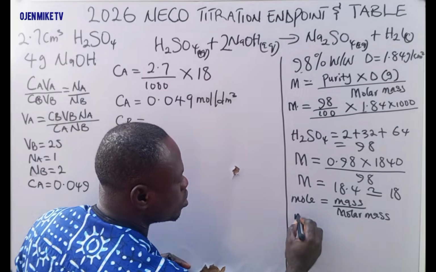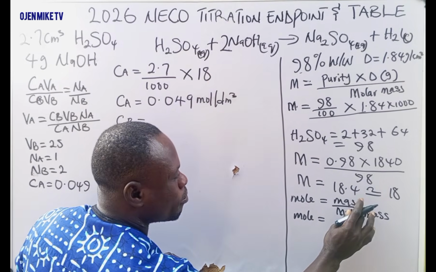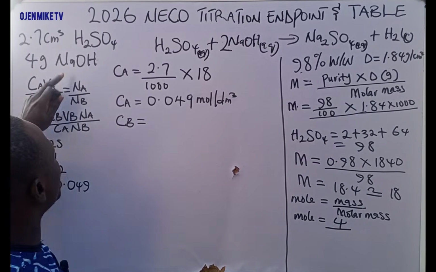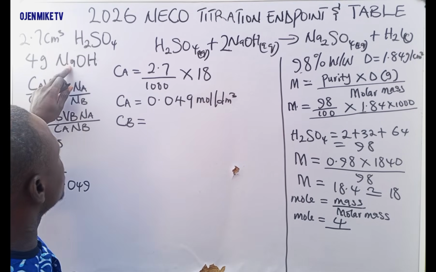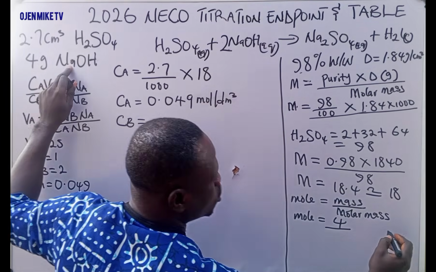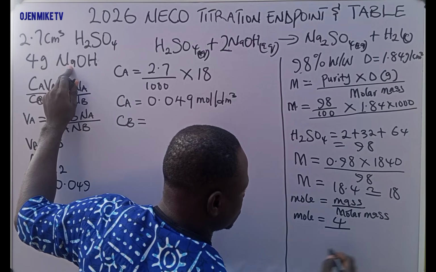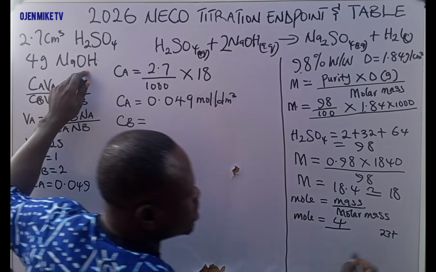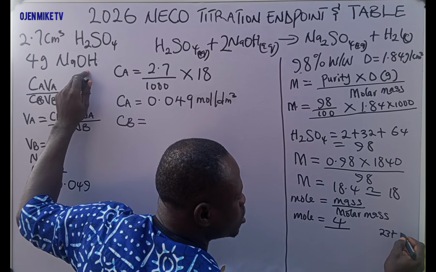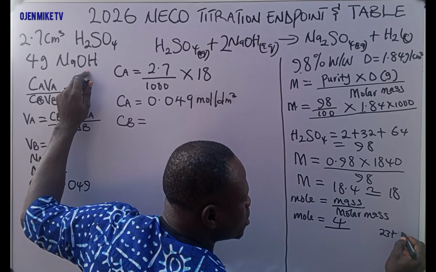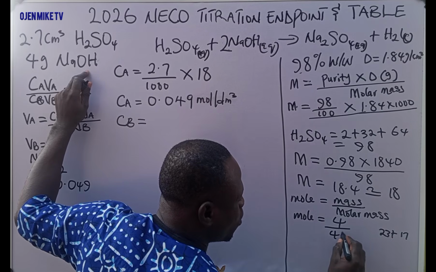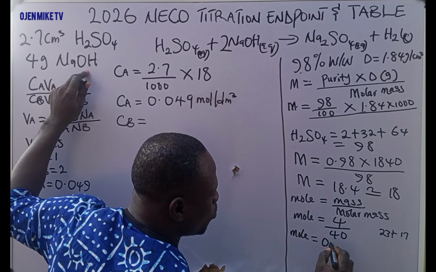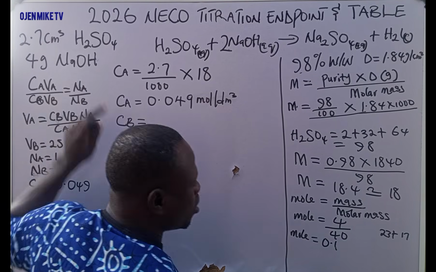Are you following? Mole is equal to mass, which is 4 grams, so 4 divided by the molar mass of sodium hydroxide. Sodium is 23, so we have 23 plus oxygen, which is 16, plus 1, which gives us 17. At the end we have 40. So mole now will be equal to 0.1. Do you get that?